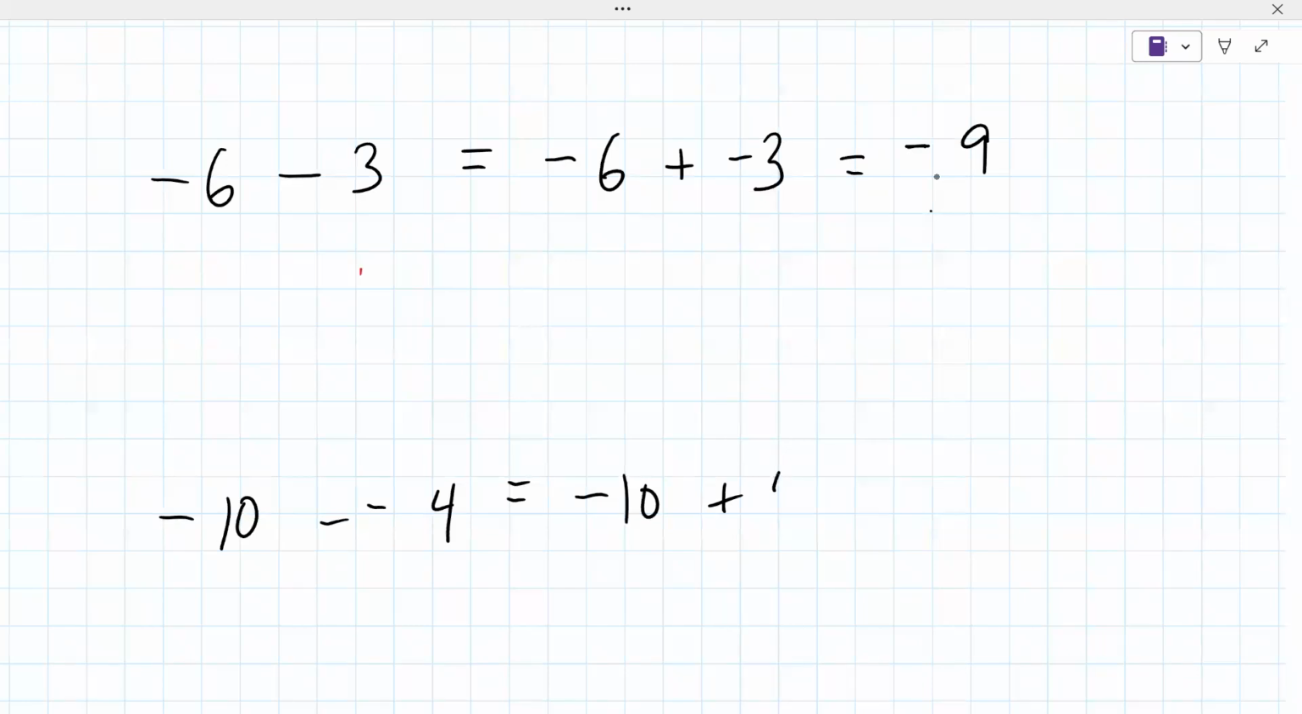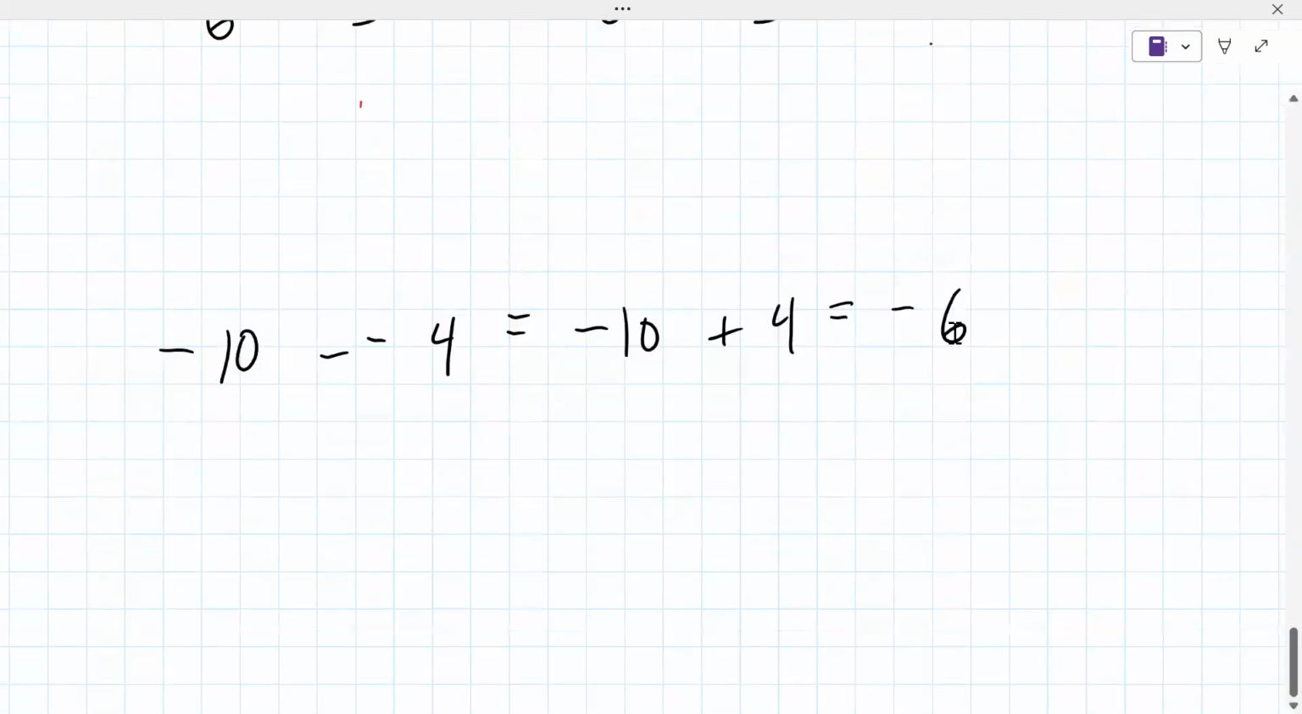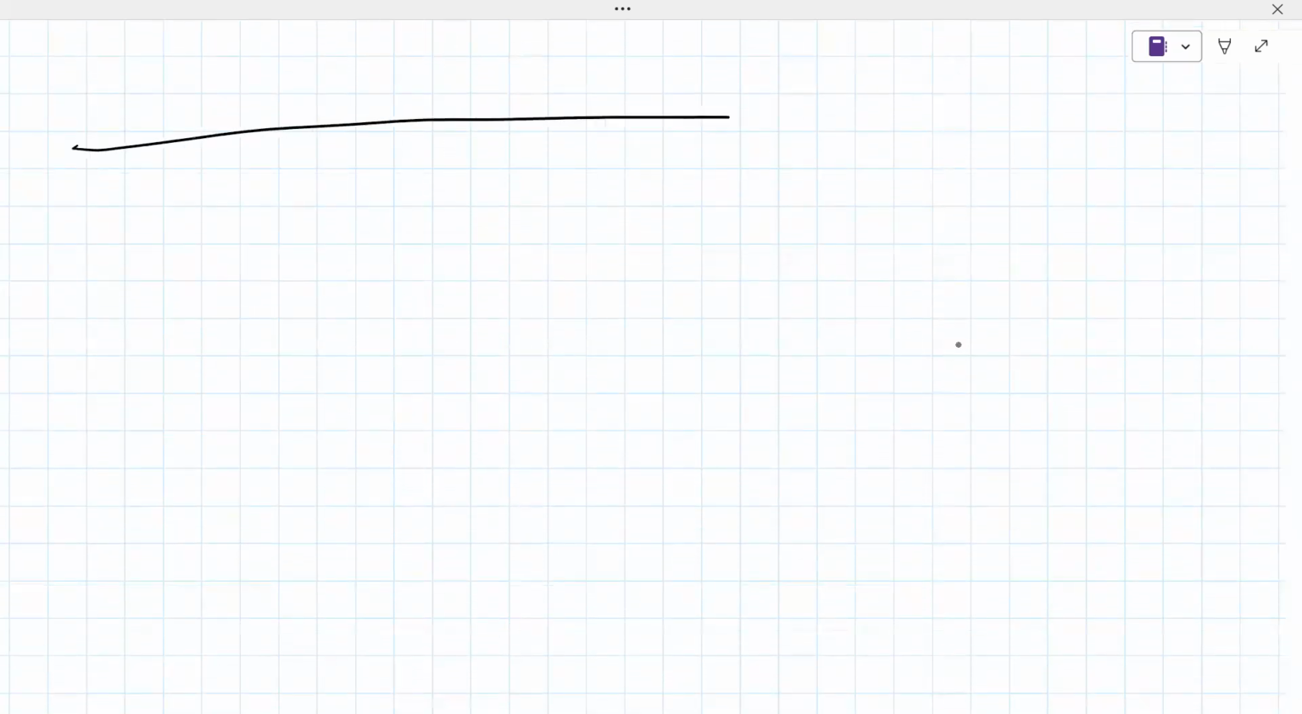How about the next one here? Yeah, I did that basically. And since 10 is the farthest number from 0, the number's going to be negative. So -6. You got it. Really good.